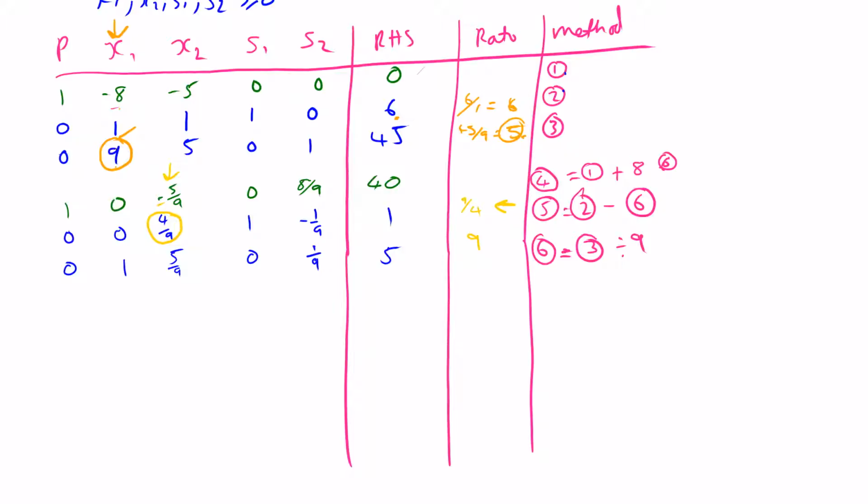And all we'll do then is do the same row operations for equations 7, 8, and 9, where number 8 was the pivot row. So we'll divide it all by 4 ninths, which will give us 0, 0, 1, 9 over 4, and negative a quarter, with the right hand side being 9 over 4.